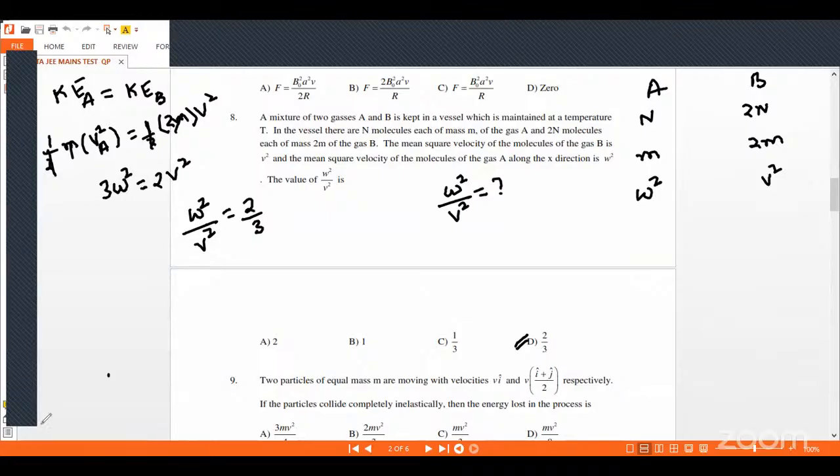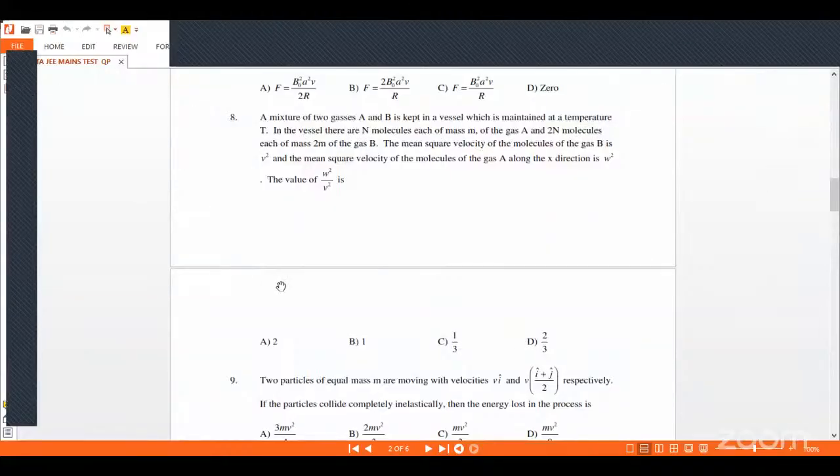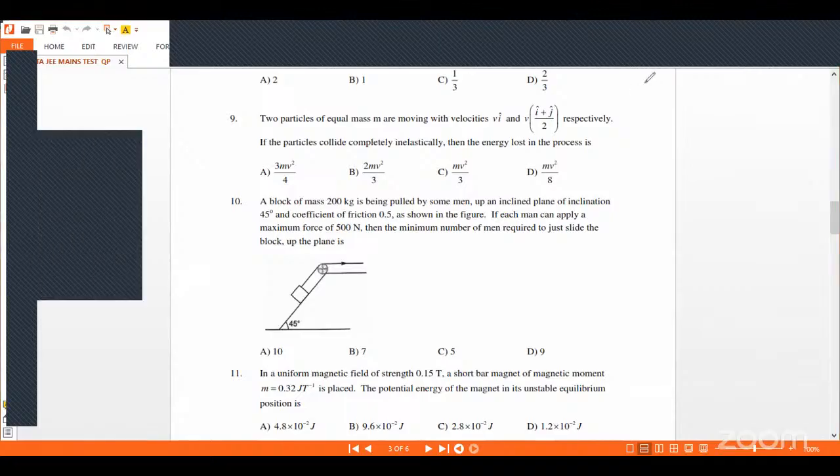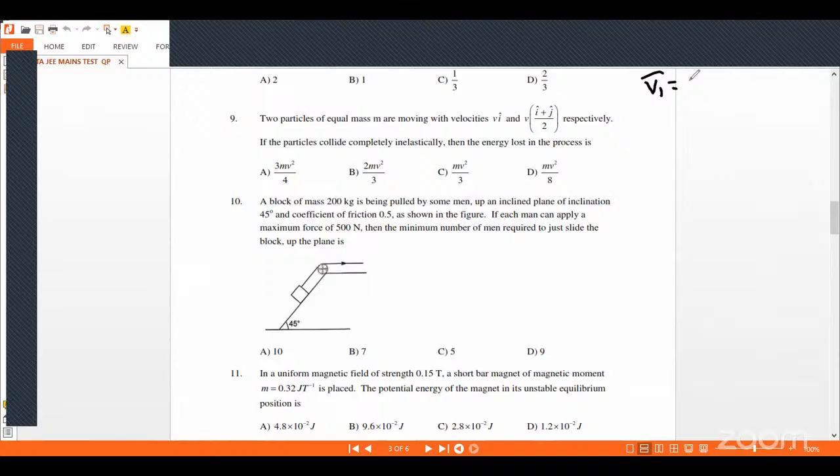Next question, that is ninth question. Two particles of equal mass m are moving with velocities V1 bar equal to V i cap, and another particle V by 2 times i cap plus j cap. If the particles collide completely inelastically, then find the energy lost in the process.